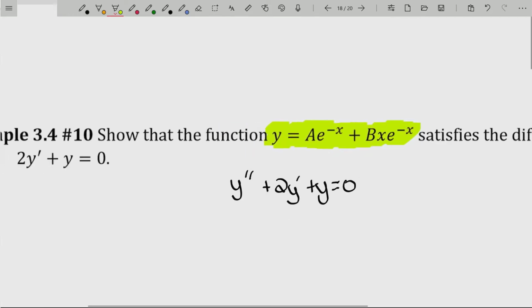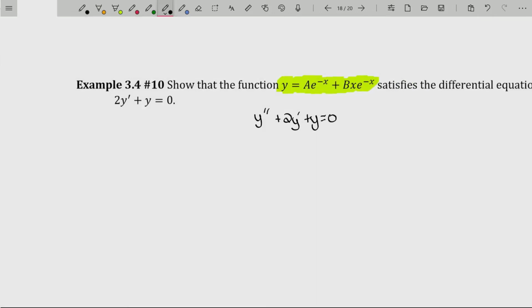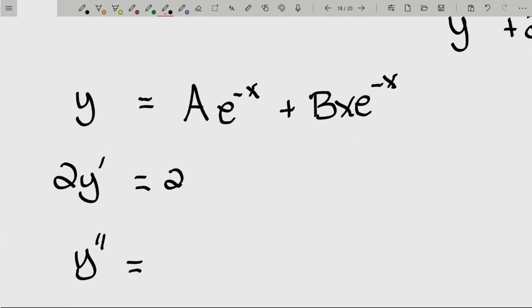The best way to do this, as I've shown in previous videos, is to write y, 2y prime, and y double prime stacked like this because you want to add them up to become 0, and it's just easier to work this way. So let me write out y. y is a e to the negative x plus b x e to the negative x. And then we'll take twice the derivative. Well, I'll write the 2 out front, and then I'll take the derivative.